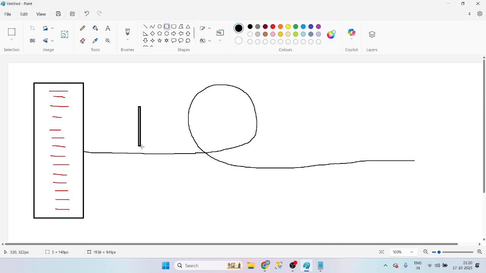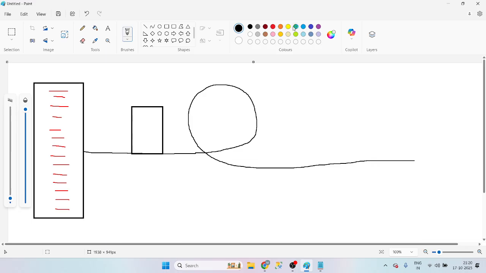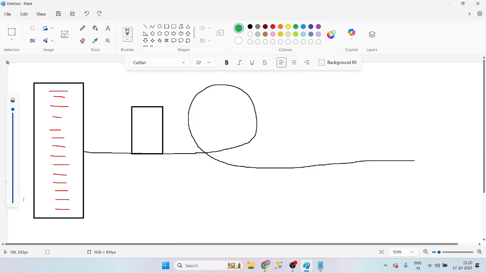Next one is another backlog, guys. This is called the sprint backlog. The first one is called the product backlog. Now this is called the sprint backlog. Product backlog and sprint backlog.